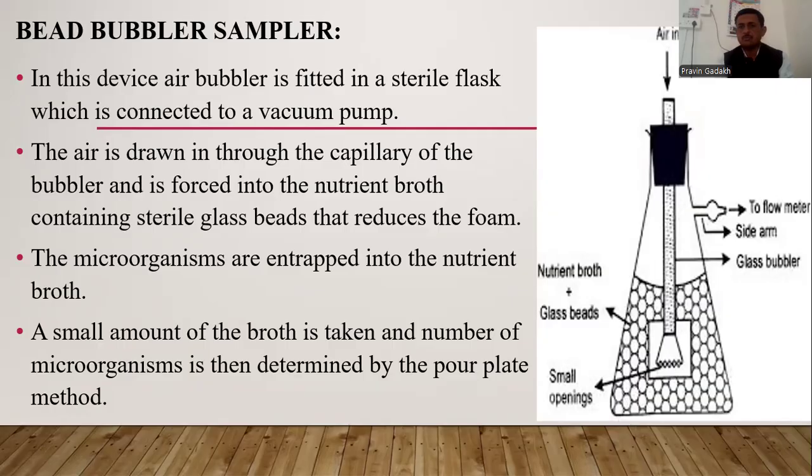After we have passed the desired amount of air through that capillary, we take a small amount of sample from that nutrient broth and inoculate it by means of the pour plate method, and we observe for visible growth of colonies. After 24-hour incubation, we can count or enumerate the microorganisms present in the air sample. So these are the basic mechanism and principle behind the bead bubbler device, by means of liquid impingement devices.